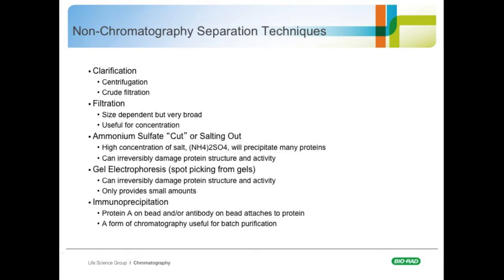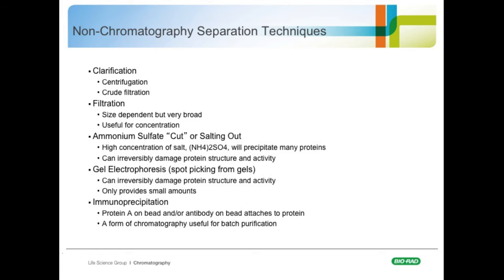Now, you might be wondering, based on your academic experience, why I haven't mentioned some of the techniques you see here on this slide in the conversation of chromatography. Well, these are non-chromatography separation techniques. Some of the most popular in the academic world include ammonium sulfate cut, or salting out, which essentially takes advantage of your protein's solution properties or solubility properties relative to all the other proteins in the solution. But you might also see people using centrifugation or filtration to take advantage of size differences in proteins.